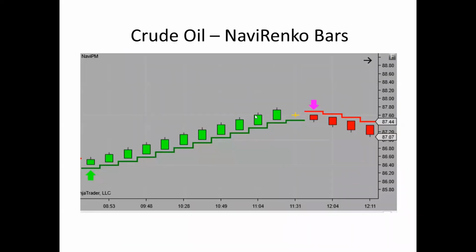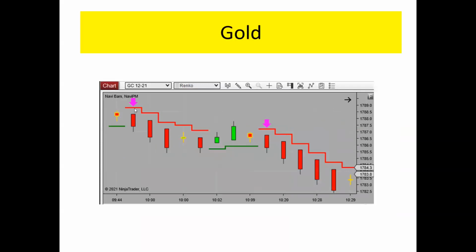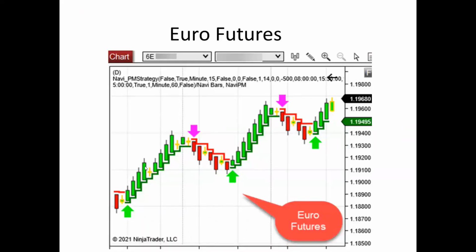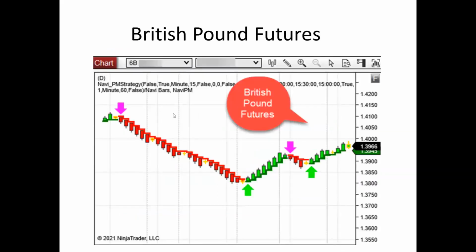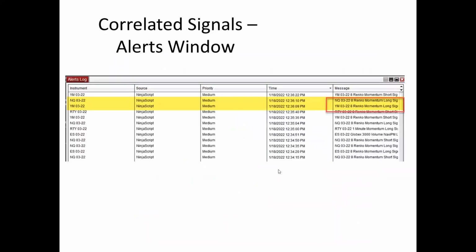Here's a chart on crude oil. Gold, sell signal on gold, another sell signal. Here's the euro futures. Green arrows are buy signals, magenta arrows are sells. There's a British pound. So you can use these on currency markets, crude oil, stock index futures. I trade primarily the stock index futures, the NASDAQ and the E-mini.